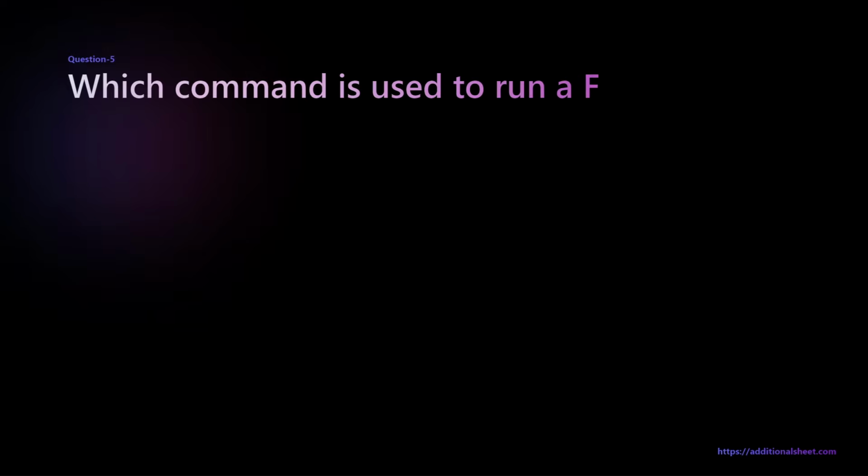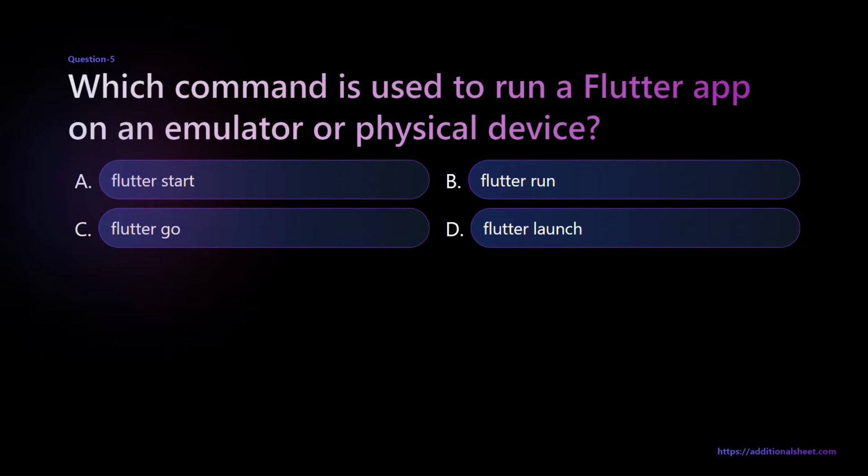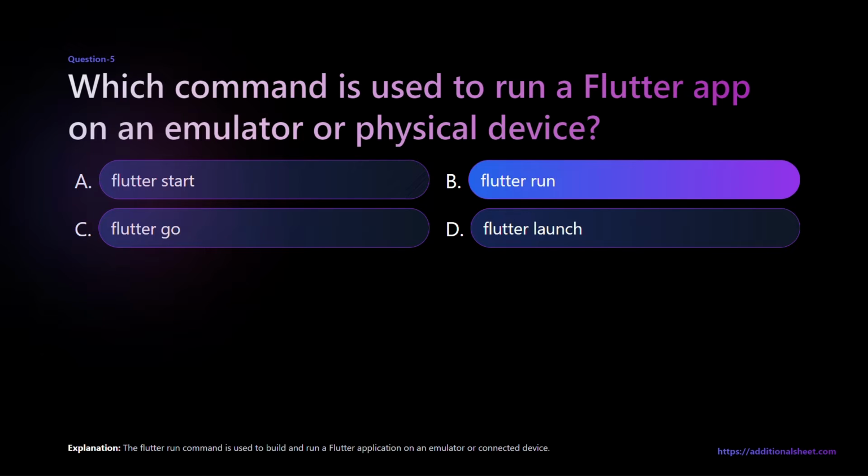Which command is used to run a Flutter app on an emulator or physical device? Option A, Flutter Start. Option B, Flutter Run. Option C, Flutter Go. Option D, Flutter Launch. The correct answer is option B, Flutter Run.